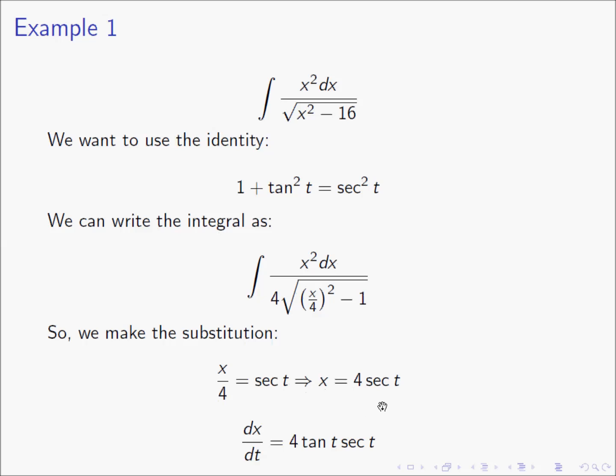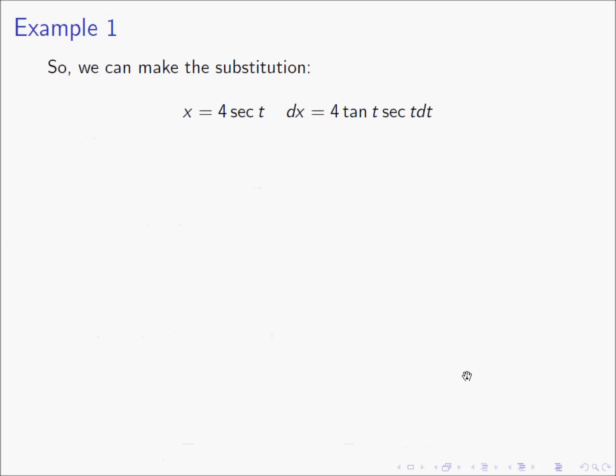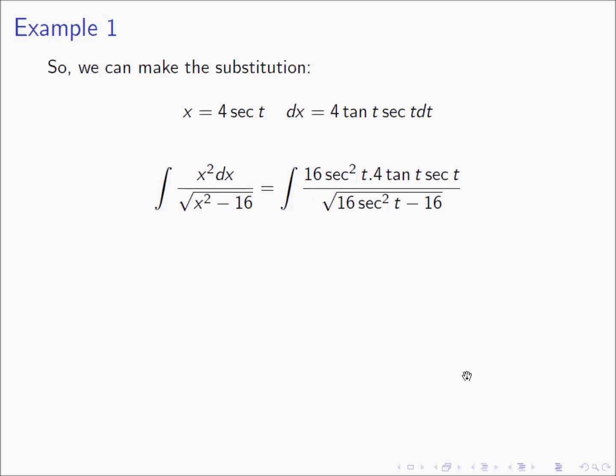You also need to find dx, so we take the derivative of x with respect to t, and we know that the derivative of secant of t is tangent of t times secant of t. So multiplying both sides by dt, we get that dx is this expression here. So we have x, we have dx, so we can make the substitution. This is our integral, and we can make that substitution.